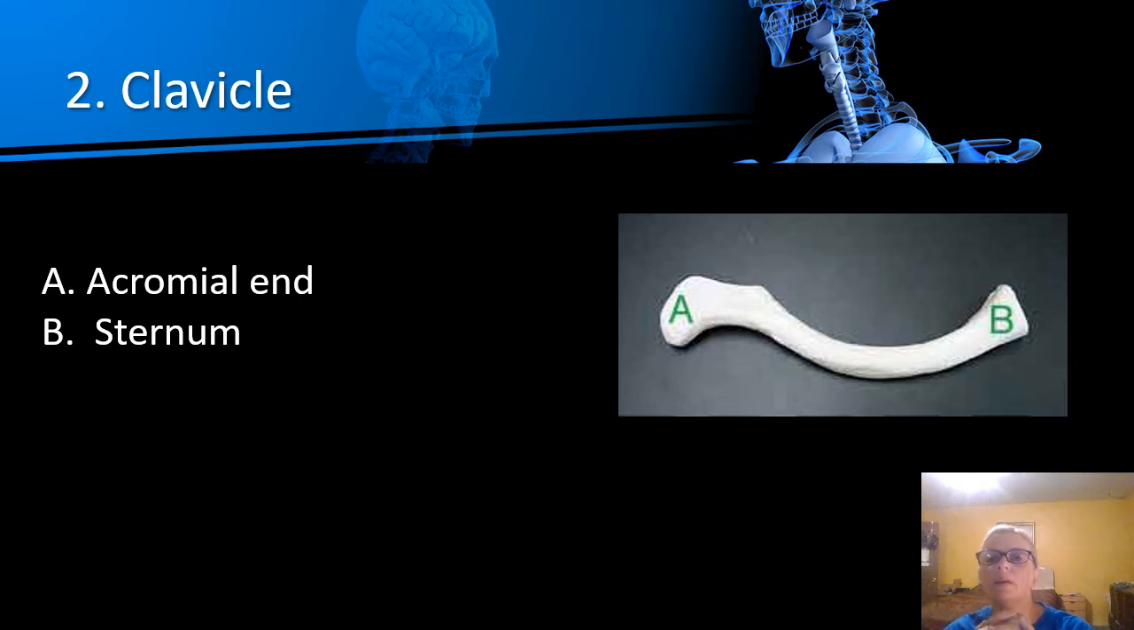The medial end is also called the sternal end of the clavicle, and it has a more triangle shape that actually articulates with the manubrium on the sternum. So that's where we get the sternal end from.